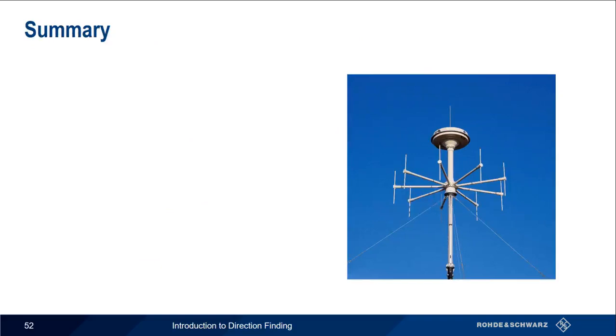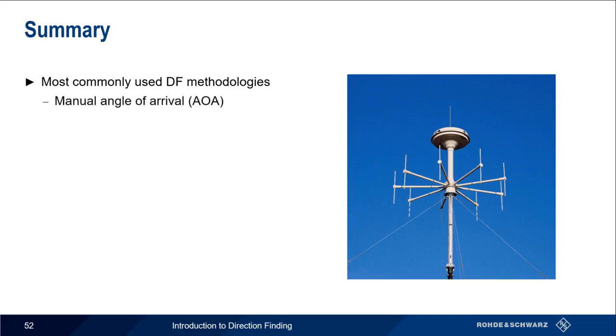We've covered quite a bit of ground in this presentation, so let's have a brief recap of the most commonly used direction finding methodologies. Manual angle of arrival is an amplitude comparison methodology, where we manually move or rotate a directional antenna and obtain bearings by recording the highest level of received signal strength. Doppler direction finding is a frequency comparison methodology, which determines bearings using the amount of Doppler shift in the received signal. Watson-Watt is another amplitude comparison methodology, but instead of using a simple directional antenna like a Yagi or log periodic, it uses a special pair of antennas called an Adcock antenna to measure the amplitude of the received signal on 2 different axes simultaneously.